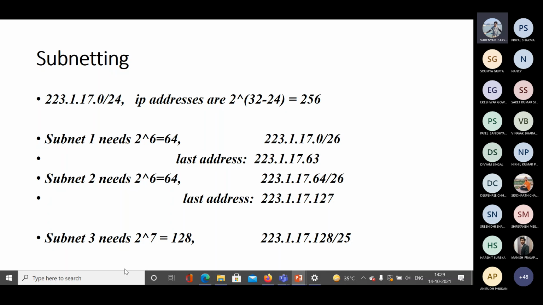For the rest, we will have just three divisions. The last one will have 128 addresses, considering that you have a total of 256. Then you can represent it as 223.1.17.128/25.